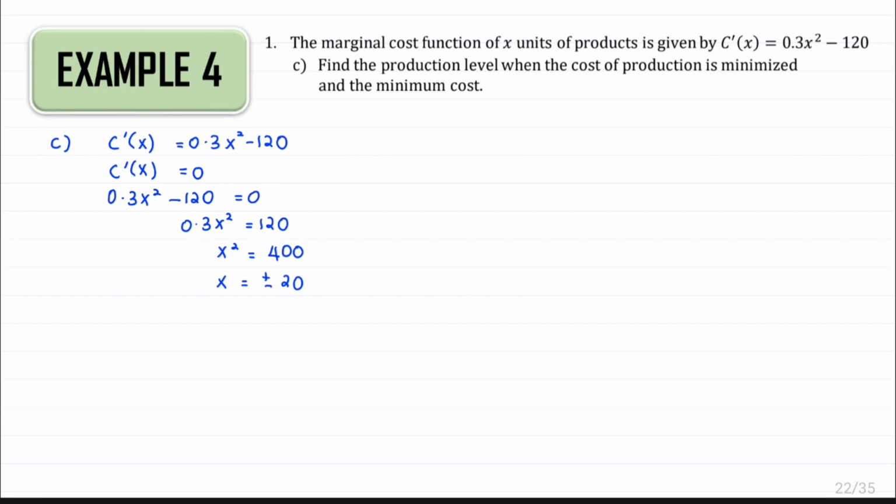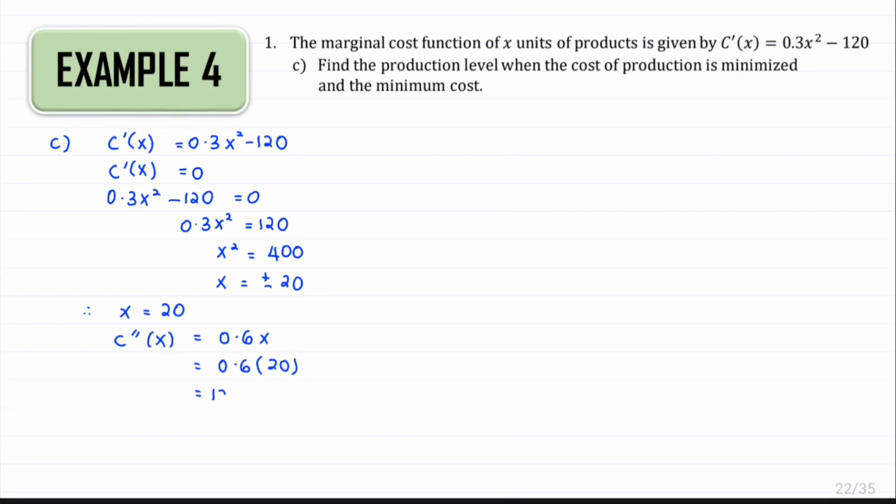Okay, since this is a level of production, it cannot be negative. So x equals 20 only. We differentiate again, so we get 0.6x. And we have x here, so we put value x is 20. Then we solve, we get 12. 12 is greater than 0. So minimum cost exists.